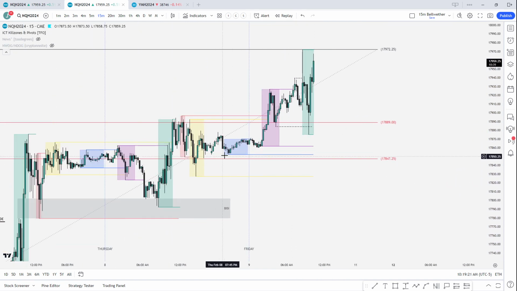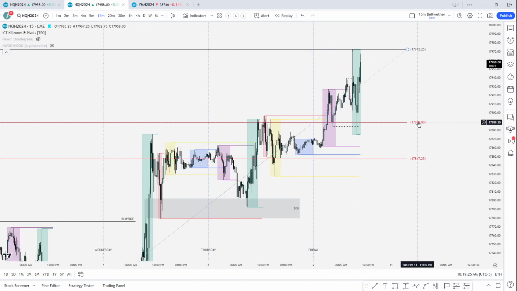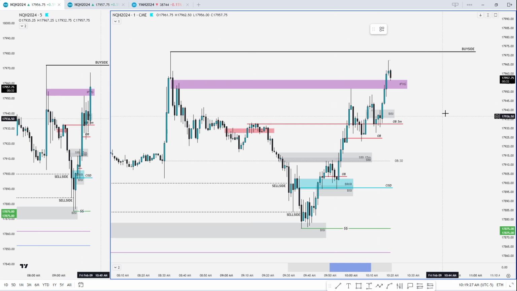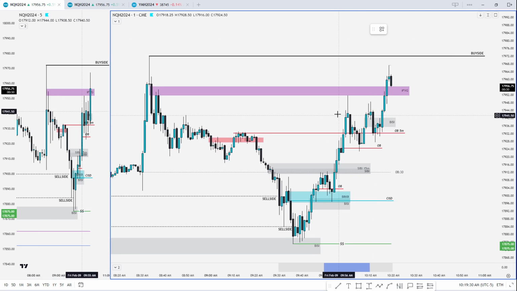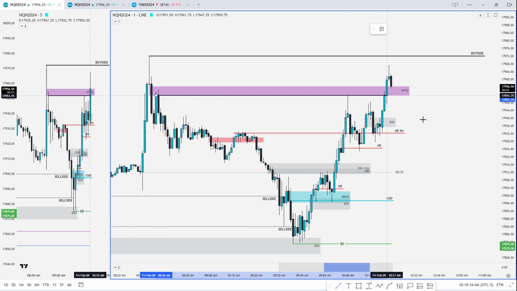Would have been beautiful. So watch these as an inversion. We've got a gap here as well as this inversion order block on this side, right on the premium end. Sorry, discount end of the inversion gap.